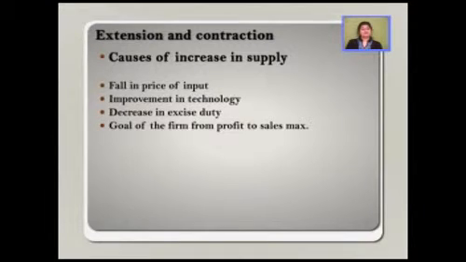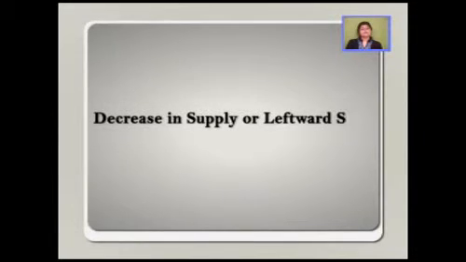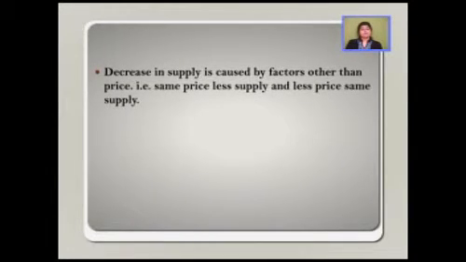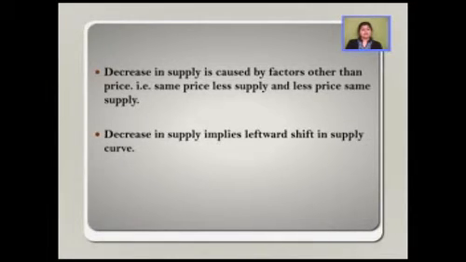Now, let's move on to the second part of this, that is decrease in supply, or when the whole of the supply curve shifts towards left. Well, the whole of the supply curve will shift toward left only when, at the same price, supply gets less, or quantity supplied is decreased. This means that this is due to factors other than price.